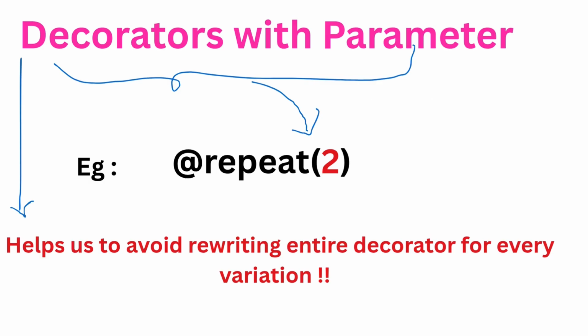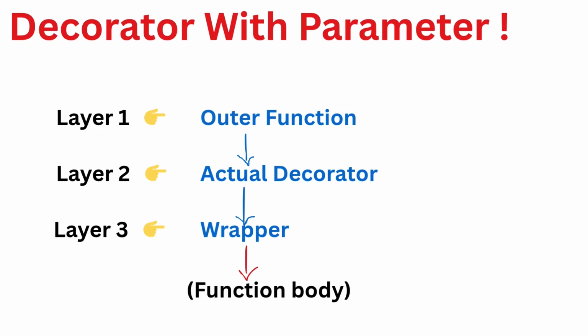So, why do we want decorators with parameters? We can use the same decorator to behave differently in different situations based on the input that we provide. To use decorators with parameters, we need three layers. That is the outer function which takes the parameters, then the actual decorator which takes the function to be decorated, and as well as the wrapper which executes the extra behavior. So this is the core concept. We require three layers. Now let's understand this concept very clearly using this simple program.